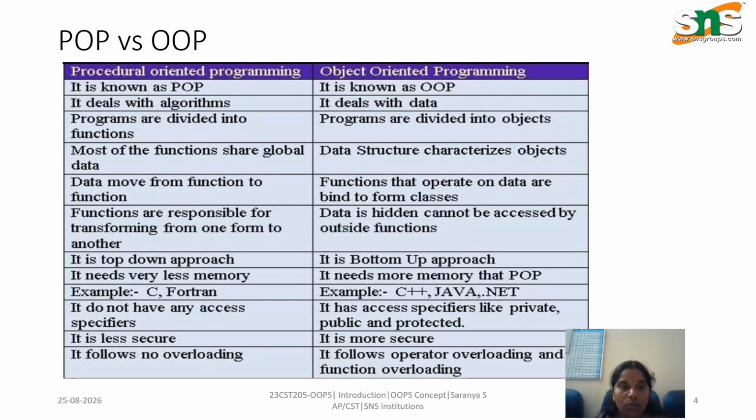Examples of POP are C and Fortran, and object-oriented programming examples are C++, Java and .NET. And the applications of OOP are real-time systems, simulation and modeling, object-oriented databases, hypertext and hypermedia, AI and expert systems, decision support and office automation systems.